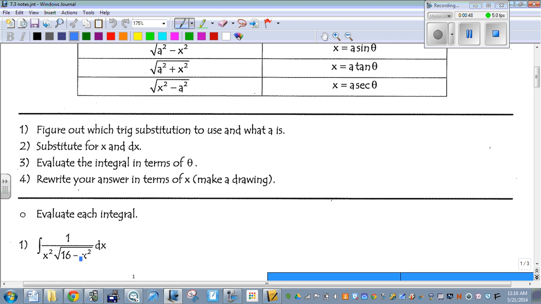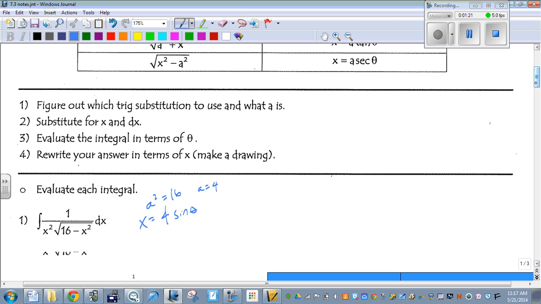So in our first example, number 1, we have 16 minus x squared under the square root. So that would be our first option up here. So a squared in this case would be 16, so a is 4. And since we're dealing with this scenario, x is going to equal a, in this case 4, times sine of theta. So we're going to use that to substitute into our equation. And then dx, the derivative of that, is going to be 4 times cosine of theta d theta.